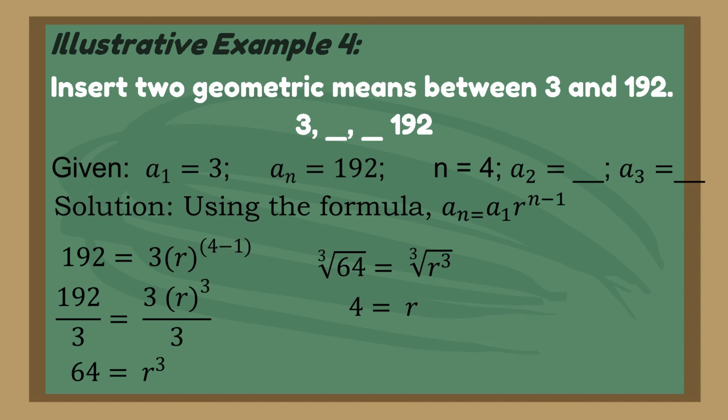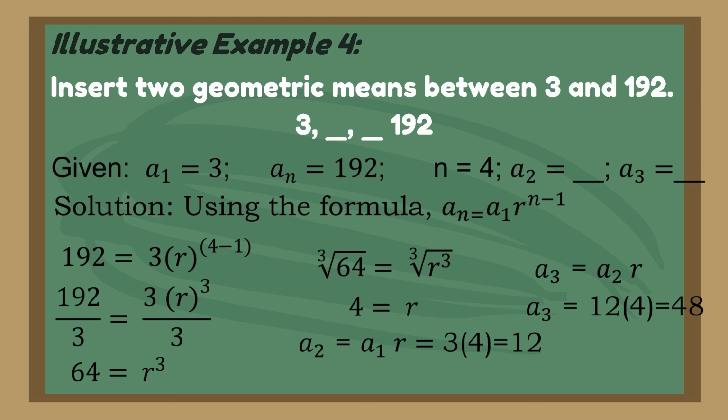Now that we have the value of r or the common ratio, we can now easily find the values of a sub 2 and a sub 3. Let's start with a sub 2. To get the value of a sub 2, we can multiply a sub 1 times r, the common ratio. So we have 3 times 4 equals 12. The value of a sub 2 is equivalent to 12. Since we have the value of a sub 2, we can now find a sub 3 by multiplying a sub 2 by the common ratio, which is 4. So we have 12 times 4 is equal to 48. Therefore, the geometric means are 12 and 48.